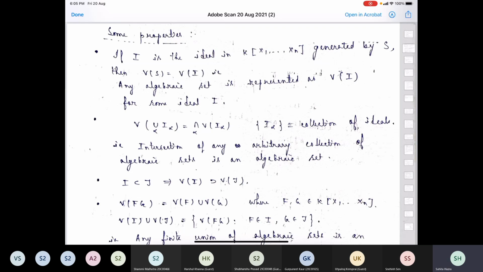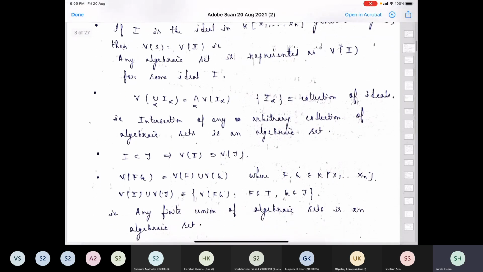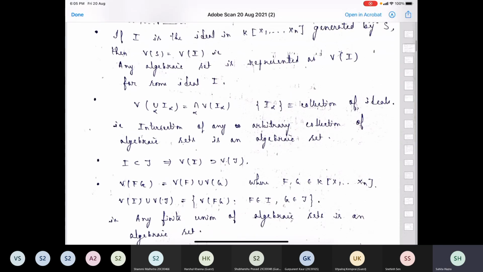Now, the fourth property says that V of FG is V of F union V of G. It is also very clear. Where F, G belong to k[x1, ..., xn], so if I, J are two ideals, V(I) union V(J) is V of FG, F belongs to I, G belongs to J. That is, any finite union of algebraic sets is an algebraic set. So the collection of algebraic sets is closed under finite union.